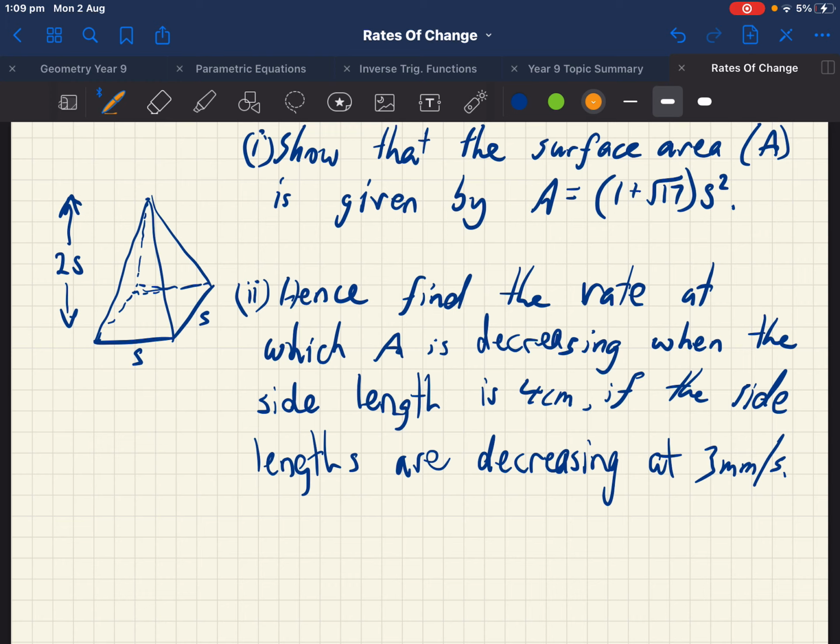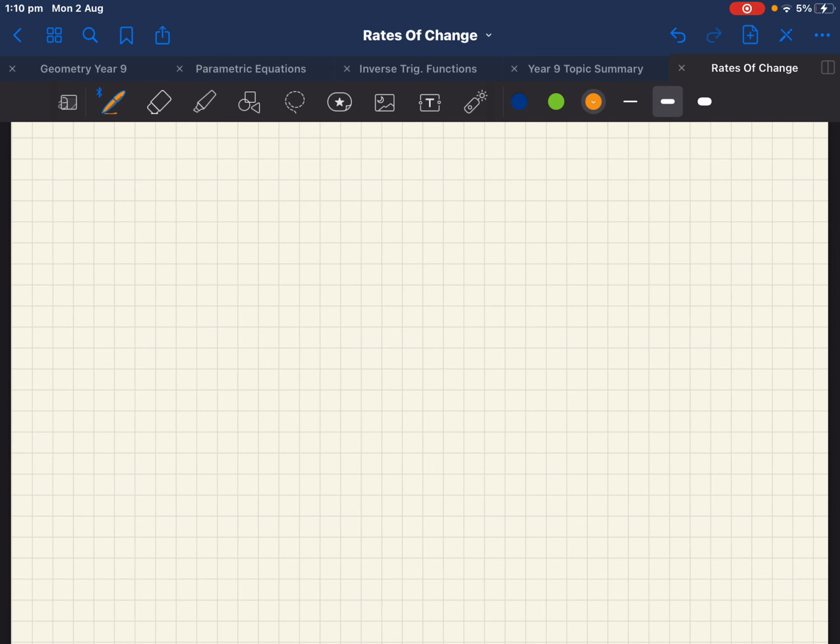All right, part 1 says, show that the surface area, which we're going to call capital A, is given by that expression there. So the first question has absolutely nothing to do with rates of change, no calculus at all. It's just a good old-fashioned, let's find the surface area of a pyramid. So let's do that over here.